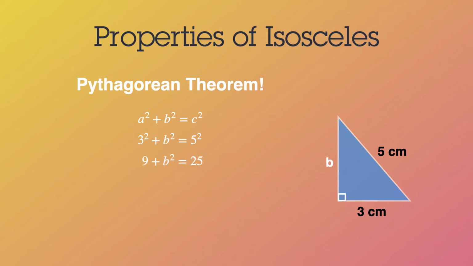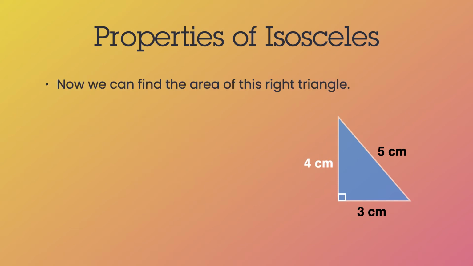3 squared is 9, 5 squared is 25. Subtract 9 from both sides gives us b squared equals 16, and then we'll do the square root of both sides, which gives us b equals 4. So that fills in for our b right there, which really, remember, is the height of the triangle that we wanted. So now we have everything we need.